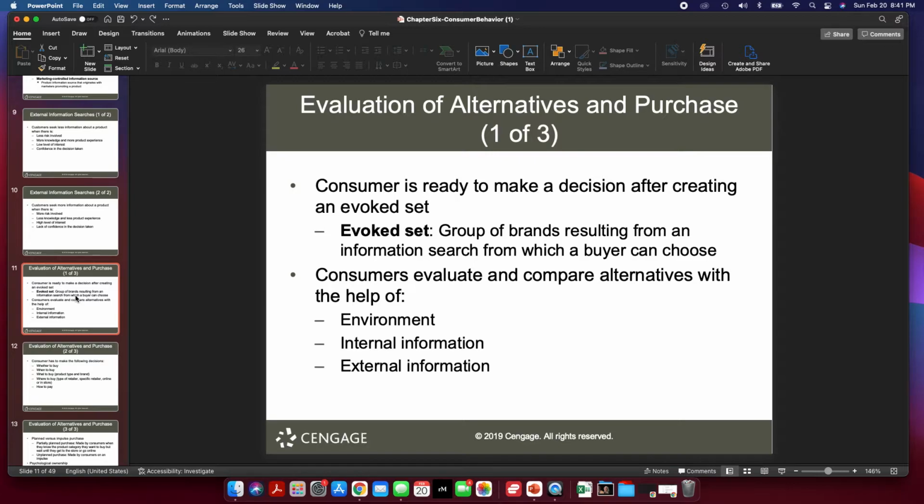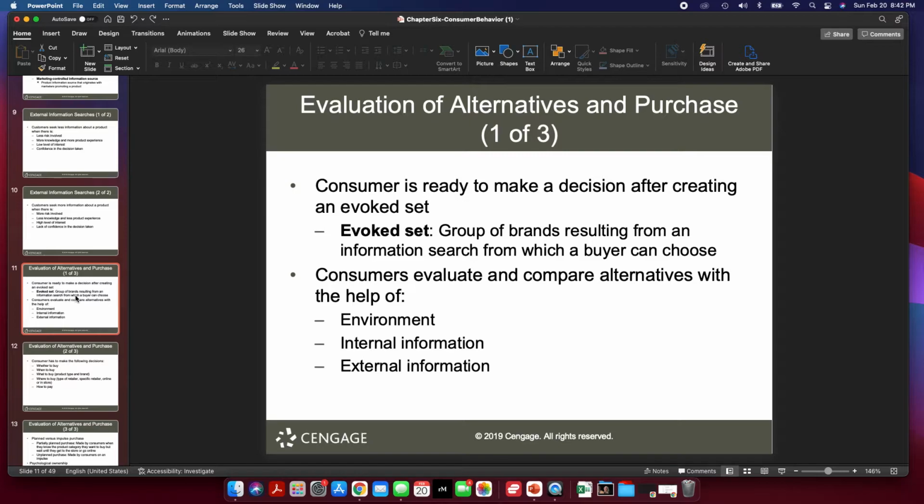Next step is the evaluation of alternatives and the actual purchase of the product. The consumer is ready to make a decision after creating an evoked set. Now, an evoked set is a group of brands resulting from an information search from which a buyer can choose, right? It's the group of finalists, if you will. The consumers evaluate and compare the alternatives between those. Even though you're not writing out pros and cons, it's going through your head, the pros and cons of each one of that evoked set's members, right?